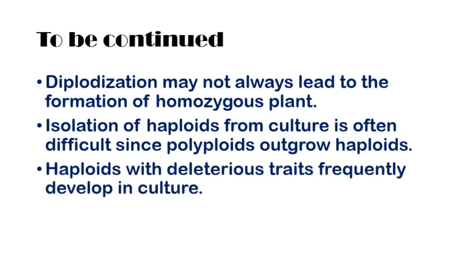Haploids with deleterious traits frequently develop in culture, because haploids are so pure in their characteristics. They are going to give you phenotypes that are pure. If it is the trait of some kind of abnormal trait, then it can have an immense negative effect in the population or in culture. So those are all the limitations of haploid plants, or you can say the androgenesis process.